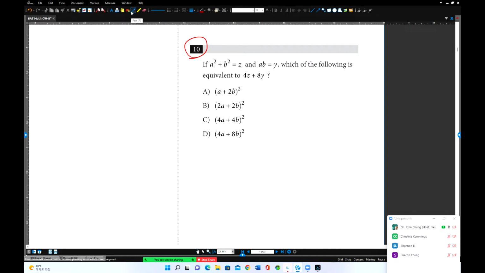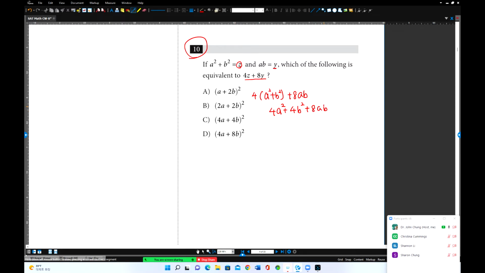A squared plus b squared is g. This is y. And we got 4g plus 8y in terms of a and b. What that means is we replace g and y with the a, b variables. So 4 times g is 4 times a squared plus b squared, and 8 times y, which is ab. To simplify, that is 4a squared plus 4b squared plus 8 times ab.